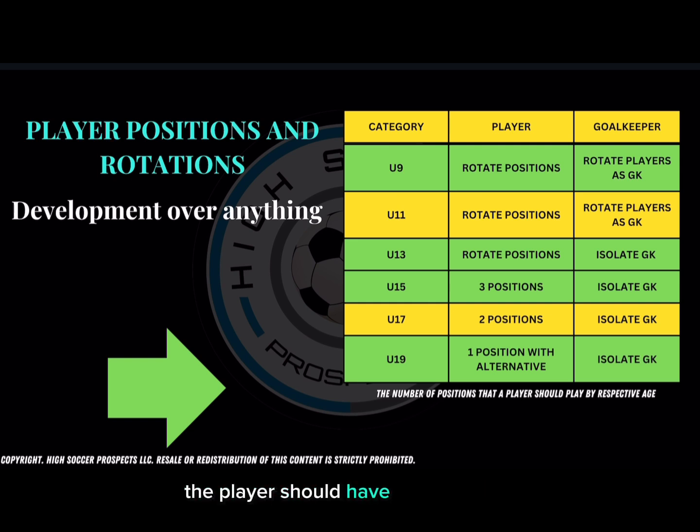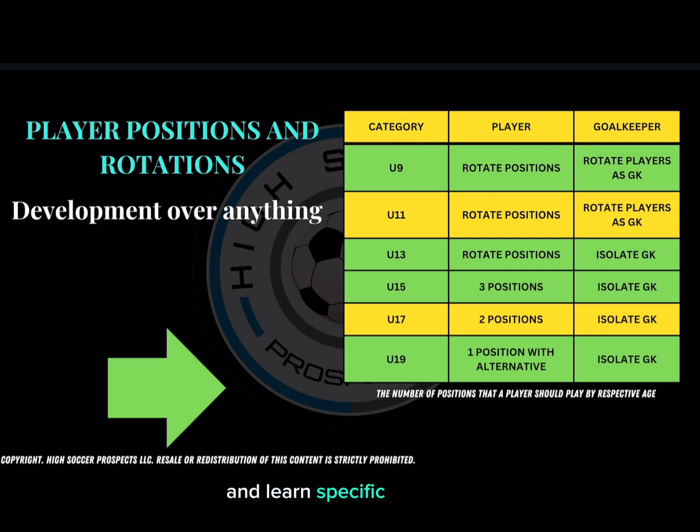U17, the player should have 2 positions. So their preferred position and a secondary position. And of course, the goalkeeper should continue to be isolated. U19 would be 1 position with an alternative. So again, you should have an idea of what the best position is, but let's say it's a number 9, and then the second position could be a number 7. That's the alternate.